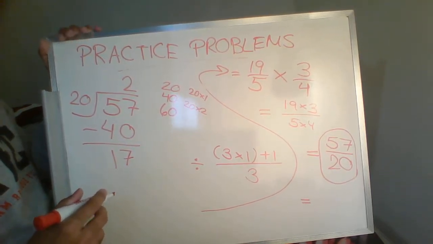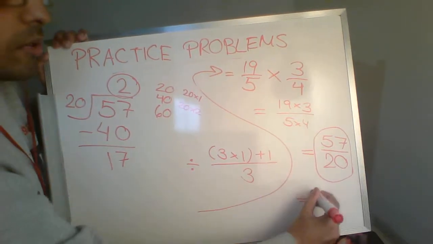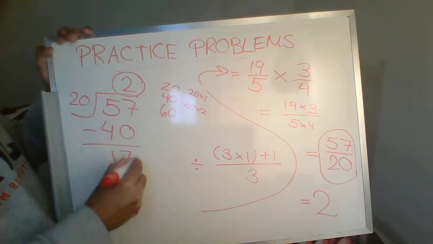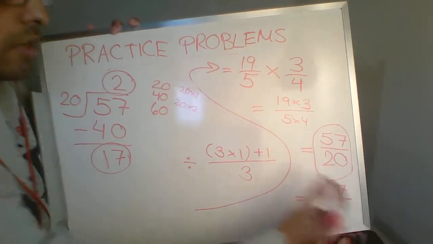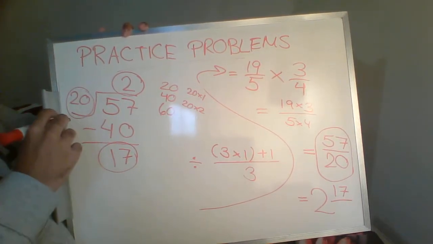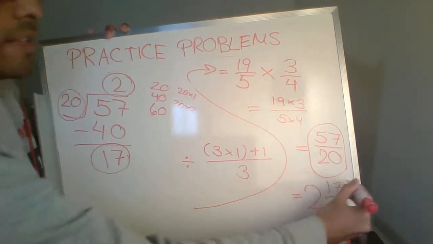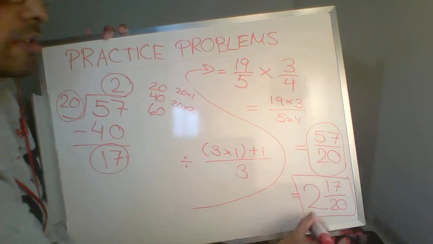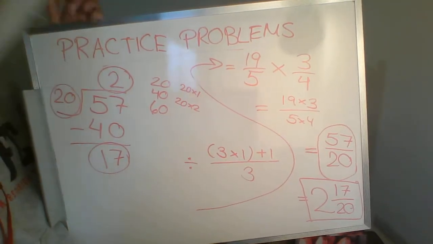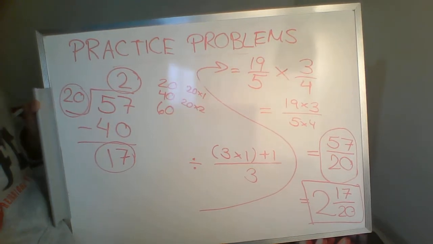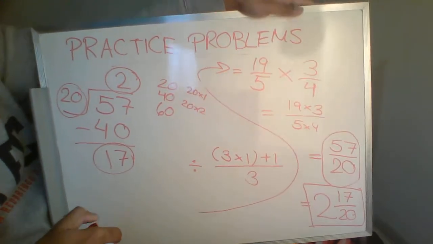And so here are all the pieces that we need for our mixed number. This 2, that's our whole number. This 17 is our numerator. And the 20 that we started with as our denominator, that just carries over. So we get 2 and 17/20 as our final answer. Alright, so hopefully that's making sense. That's one example of addition, one of subtraction, one of multiplication, and one of division.